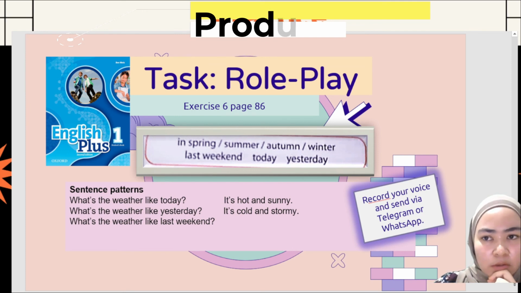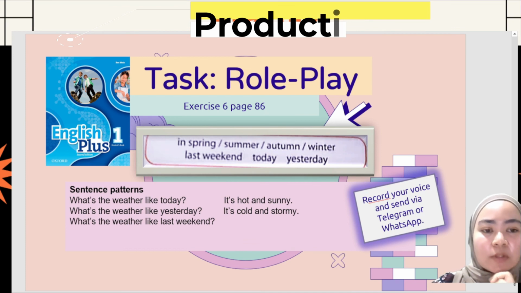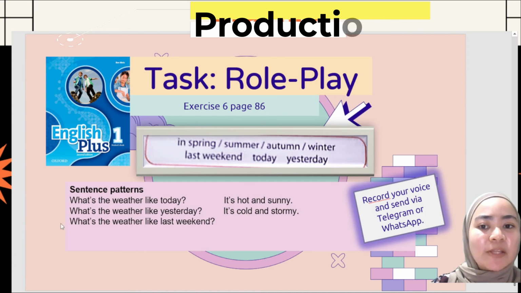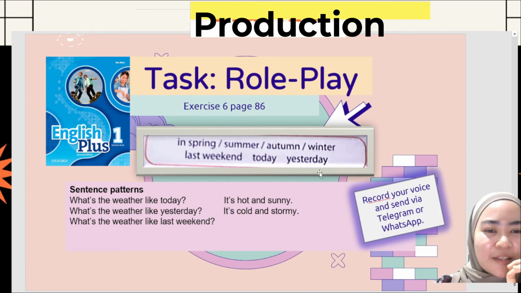So your role play. Turn to exercise 6. This is actually the sentence pattern that we've learned just now. So what you have to do is use these words and then construct your sentence.